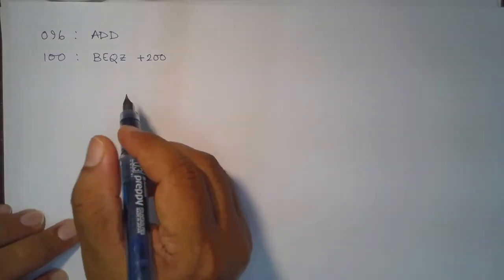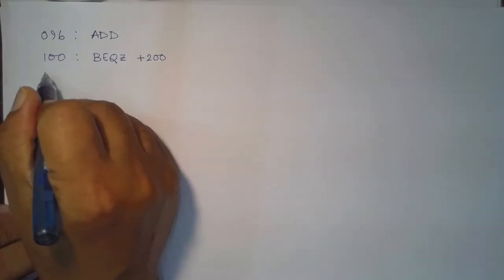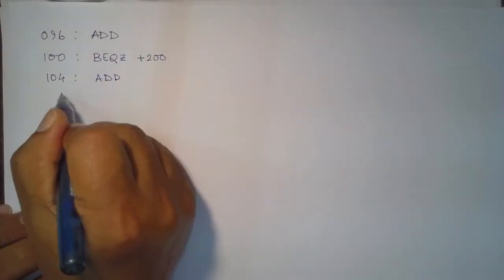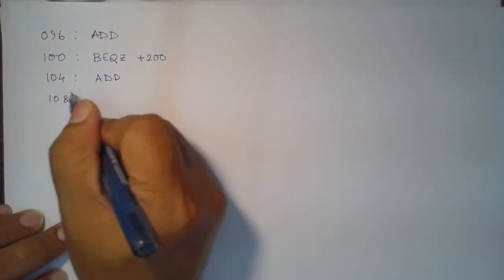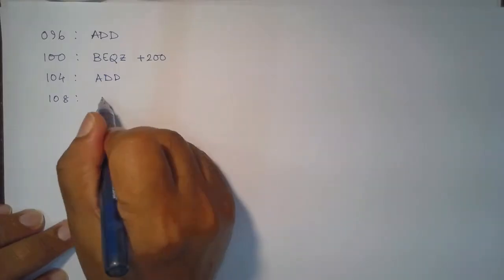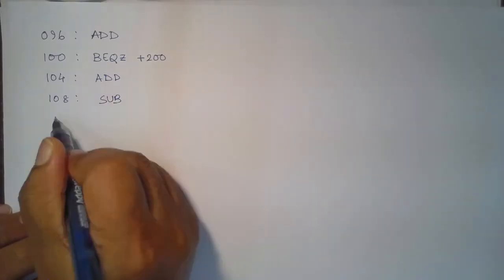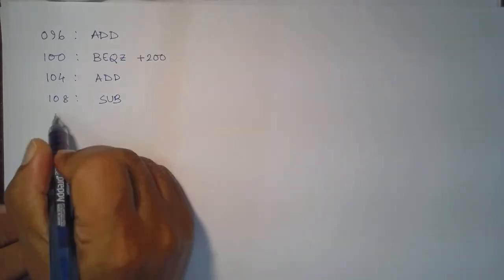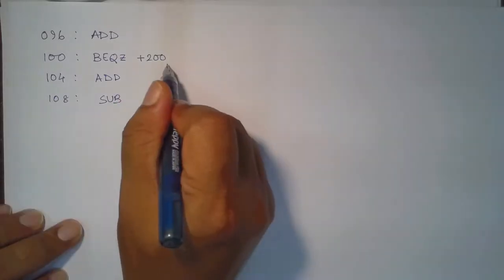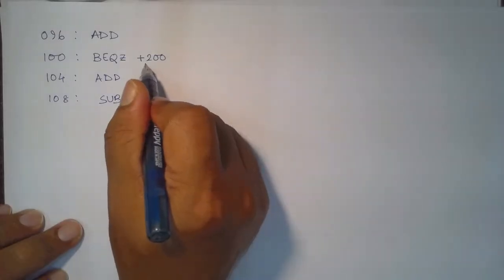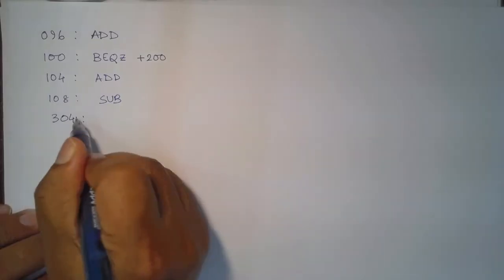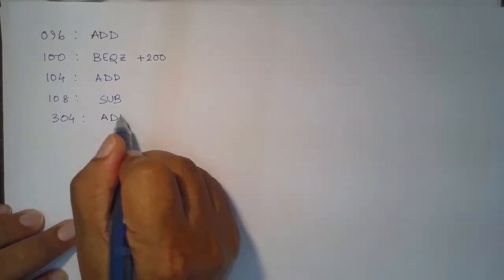So similarly you have the other instructions like add, and there is one more instruction here, any instruction, let us say subtract or something, it does not matter. And then finally you have an instruction at this location which is PC plus 4 plus 200, so it will be 304, and there you have a new instruction add.